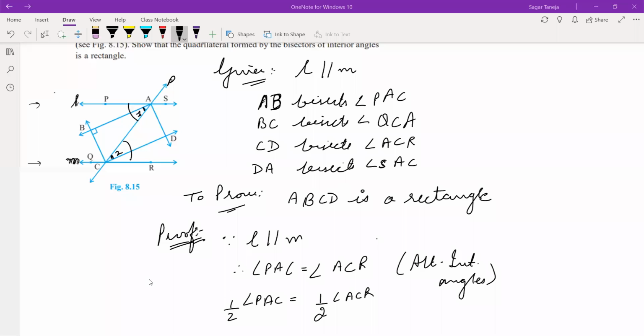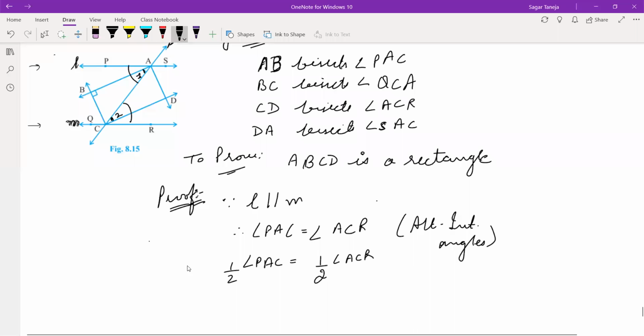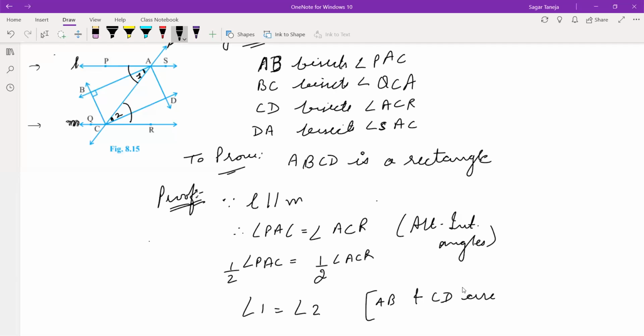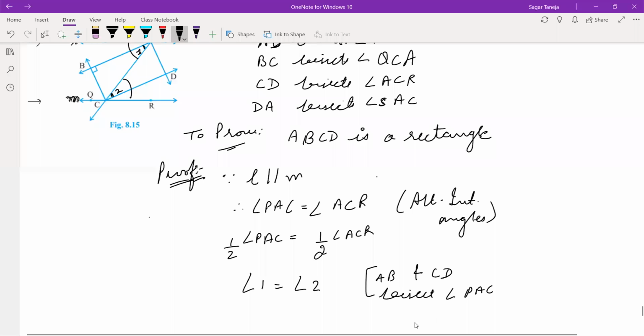And what is half of PAC? Half of PAC is angle 1 and half of ACR is angle 2. And for that, you can write here reason that AB and CD bisect angle PAC and angle ACR. So AB and BC are bisecting them. That's why half of this will be 1, half of this will be 2.